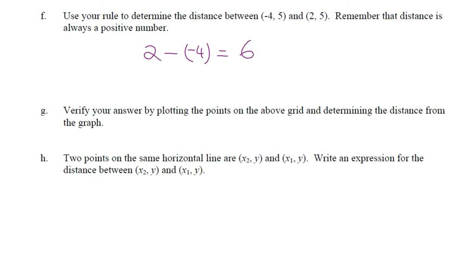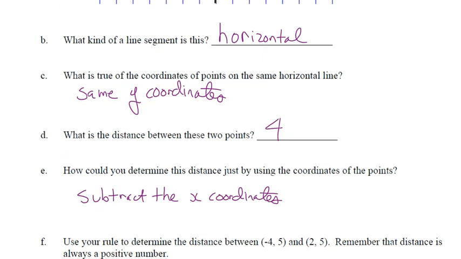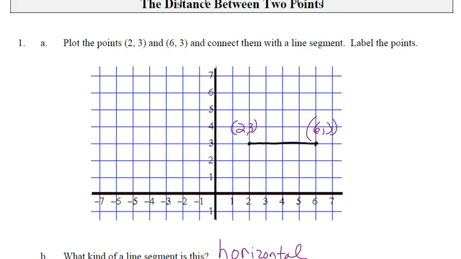Verify your answer by plotting the points on the above grid and determining the distance from the graph. Okay, so what were the points? -4, 5 and 2, 5. 1, 2, 3, 4, 5, 6. Yes.